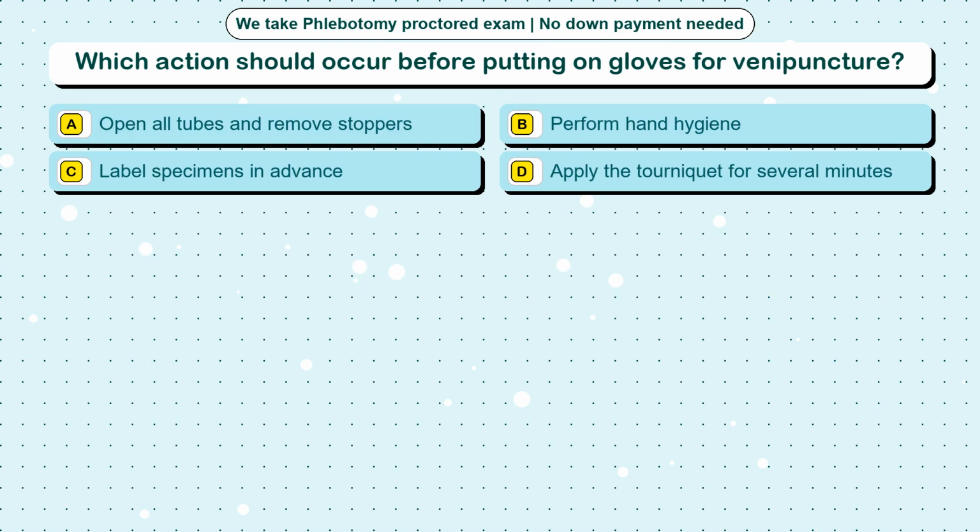Question 7. Which action should occur before putting on gloves for venipuncture? Option A. Open all tubes and remove stoppers. Option B. Perform hand hygiene. Option C. Label specimens in advance. Option D. Apply the tourniquet for several minutes.